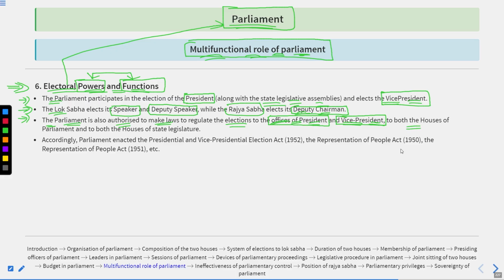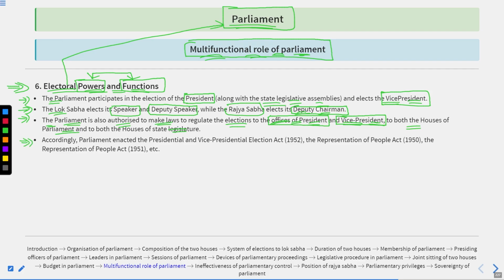To both the houses of parliament and to both the houses of state legislature, whichsoever the elections would happen. How would the elections happen? What will be the code of conduct? How would the things be done? All of these things could be regulated by the Parliament of India.